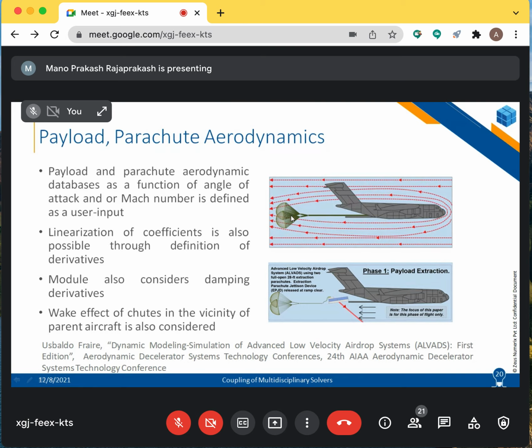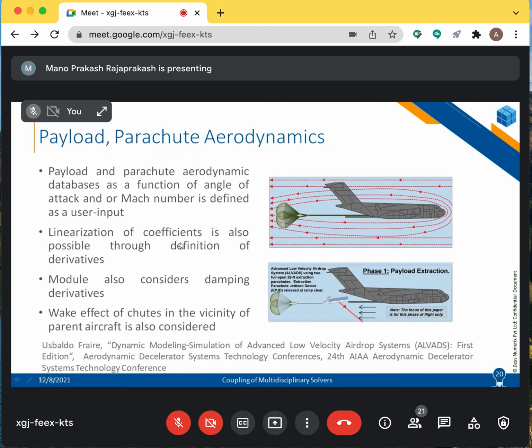Or if the user thinks that the angle of attack range is going to be very small, then linearization of coefficients is also possible. Instead of a database, you can just model it using a single slope like Cm alpha, Cl alpha. Instead of a database where Cm is a function of alpha, it can be just a single value, but that is valid only for smaller ranges of alpha.